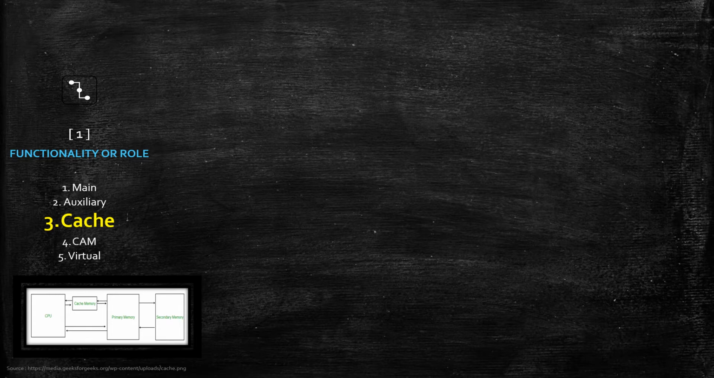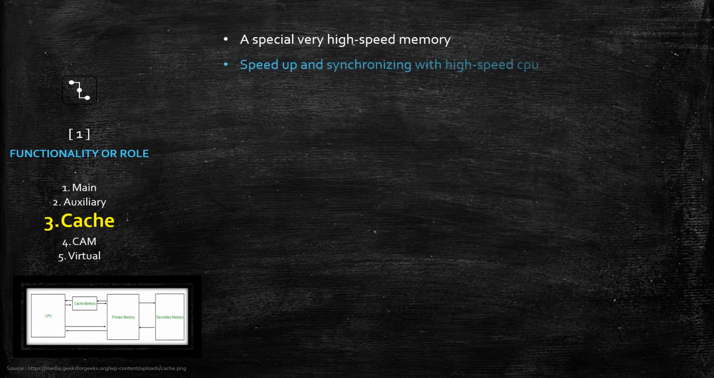Okay, now let's see the cache in a little bit more detail. Cache memory is a very special type of very high speed memory, and normally it is used to speed up and synchronize the process with the high speed CPU. So why do we need cache? Normally it is used to speed up the process and to synchronize all the data and processes with the high-end CPU.